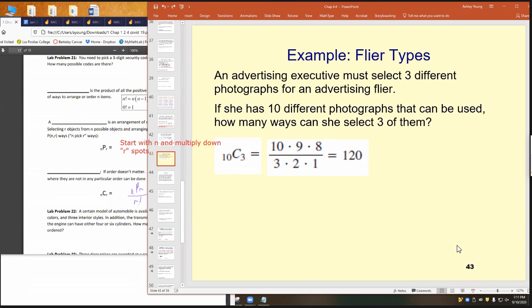Flyer types. An advertising executive must select 3 different photographs for an advertising flyer. If she has 10 different photographs that can be used, how many ways can she select 3 of them?